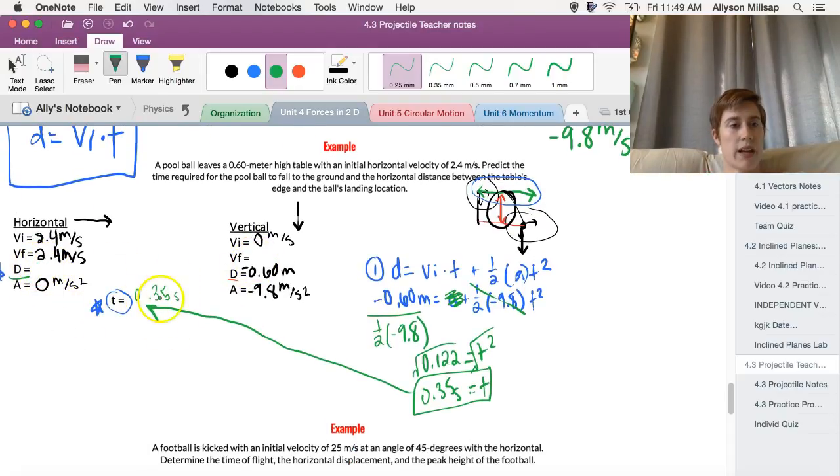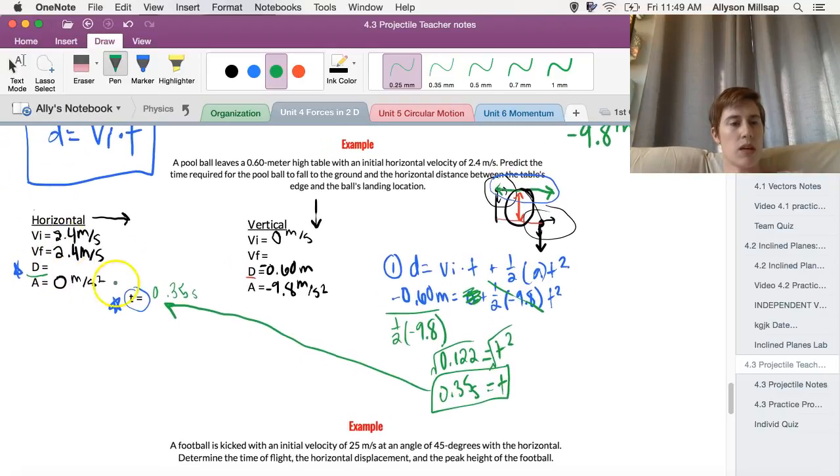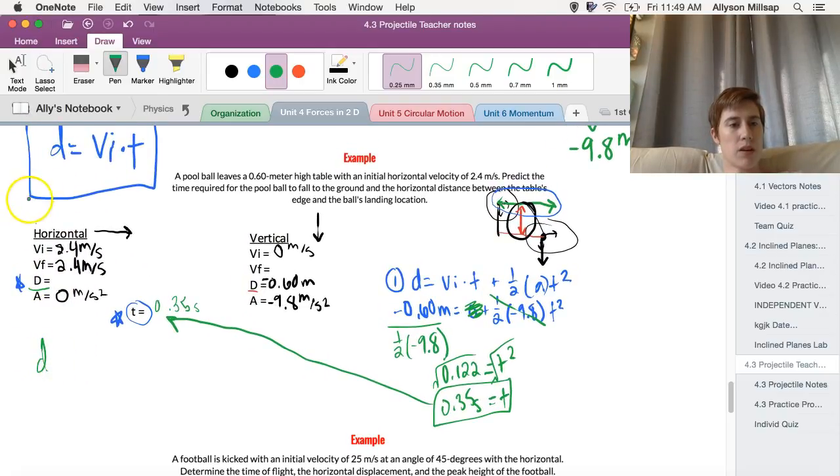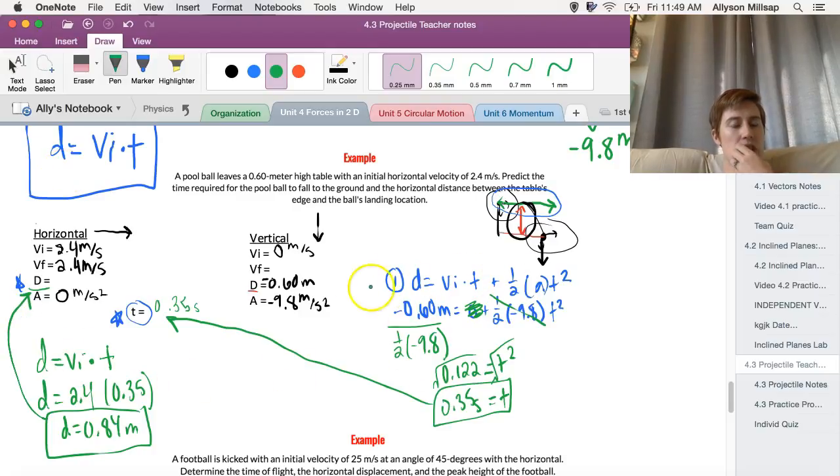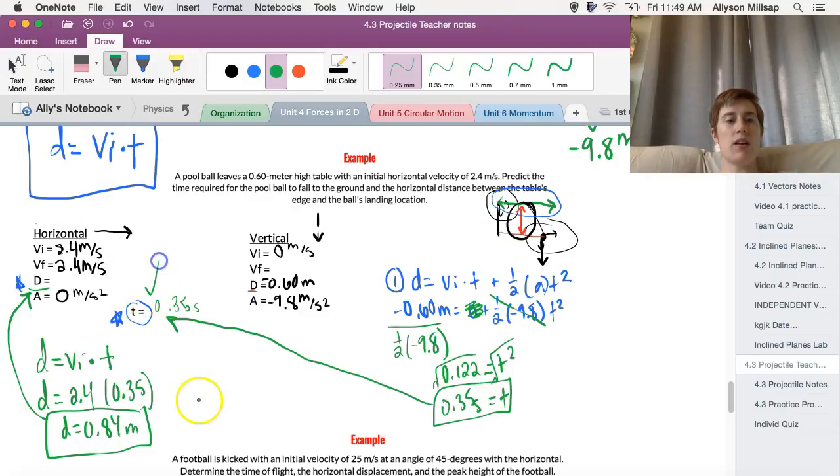So what next? Well, we want to find distance. So we can use this formula right up here to find distance. We're looking for distance. What's the initial velocity? It's 2.4. And the time we just found was 0.35. So when I multiply them together, my distance is 0.84 meters. Now, it's important to keep in mind that when you're doing these formulas, you need to remember which set of data you're looking at. Are you looking vertically or horizontally? Because the numbers cannot be shared. The only number you can share is time.